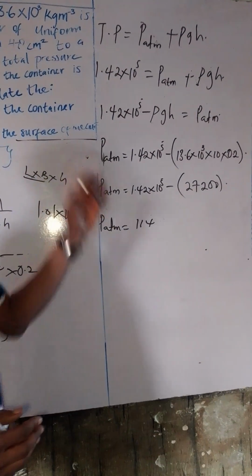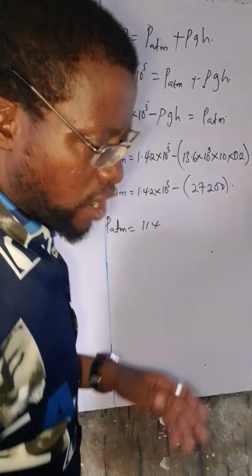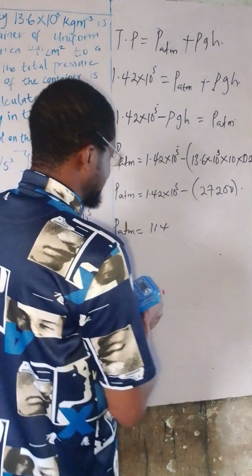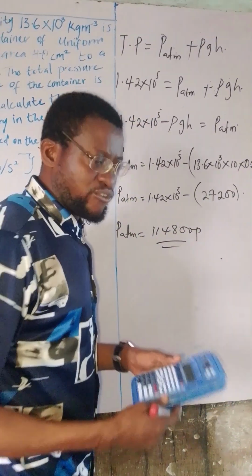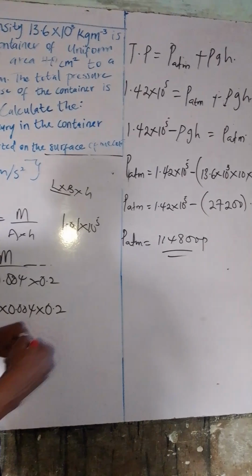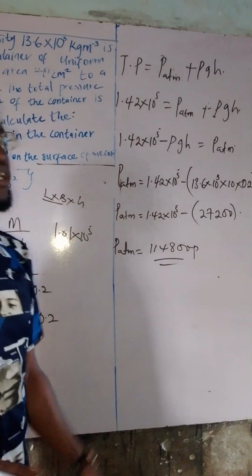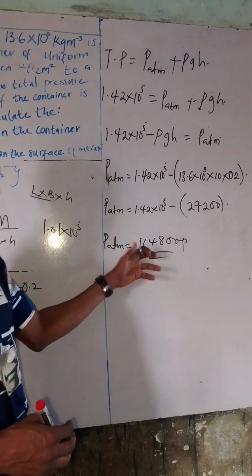So if you need any of those, I have 114,800 Pa. But you can confirm that at your own convenience. But these are the formulas you need, and those are the steps you need to take in getting this answer.